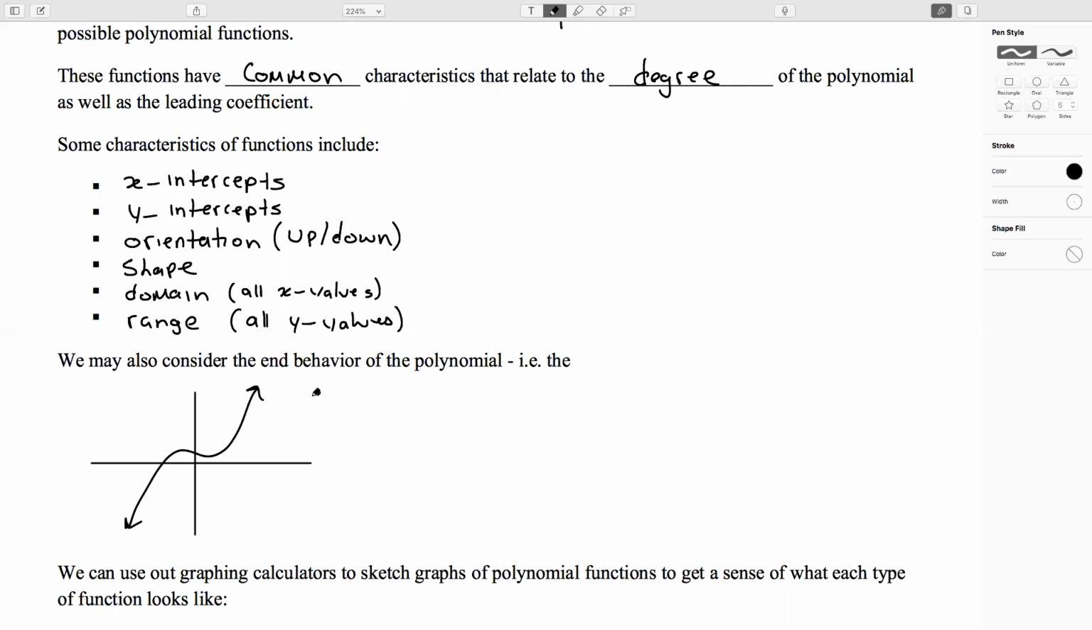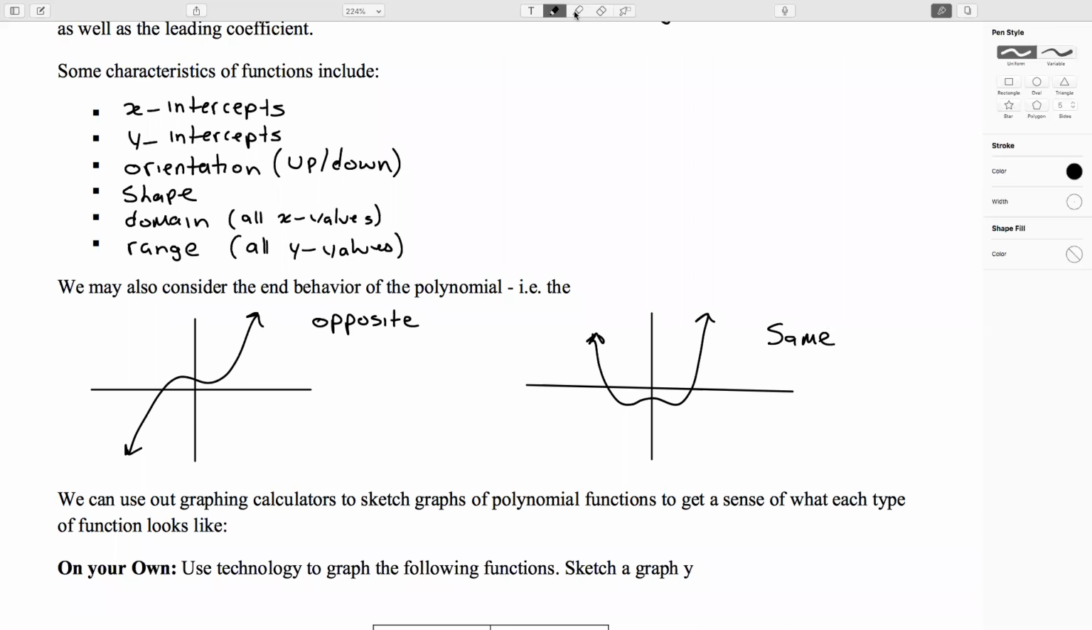This has what I would call opposite end behavior versus something else like this. This has the same or similar end behavior. And what I'm talking about is the directions that the function moves off in. This function, one is pointing up, one is pointing down. So they will continue going in opposite directions forever. This function, one is pointing up and the other is pointing up. So they will always point in the same direction.